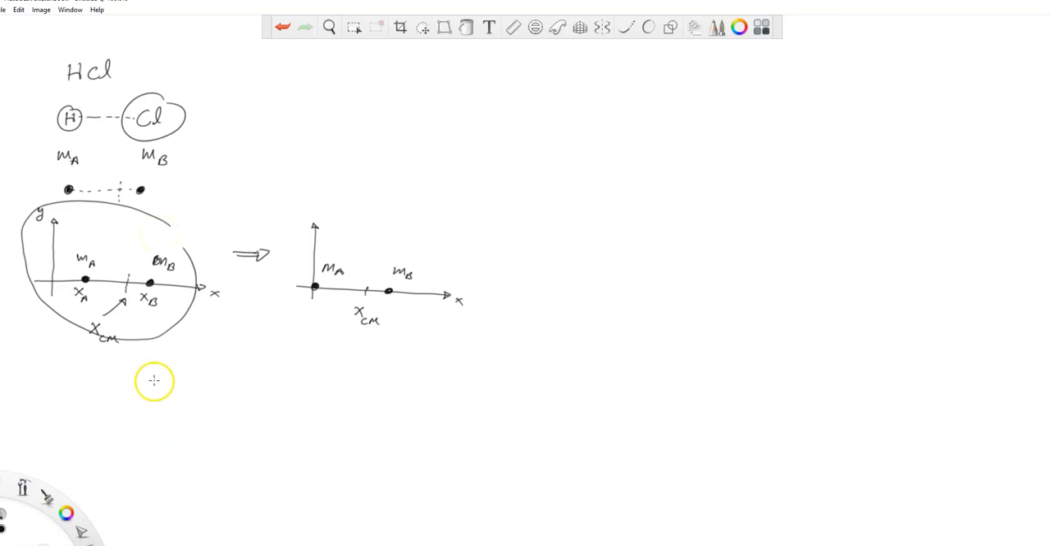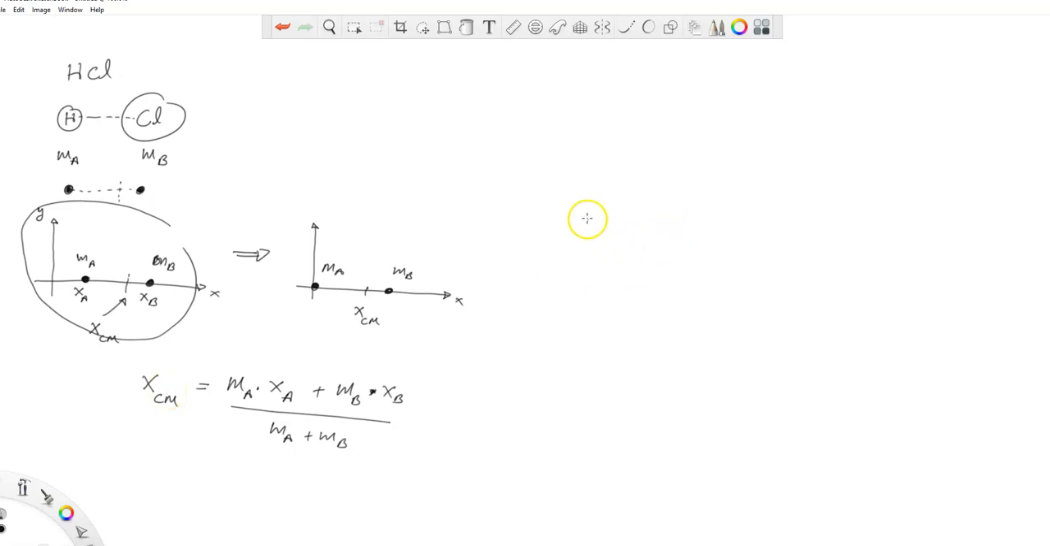We define XCM, the distance to the center of mass on the x-axis, as the first mass times its distance plus the second mass times its distance, divided by the total mass. This is how we find the location of the center of mass.